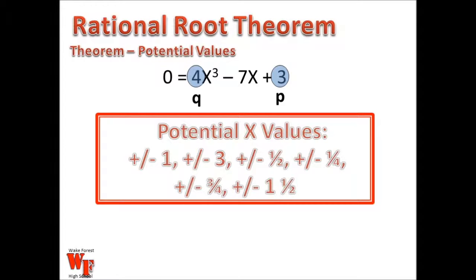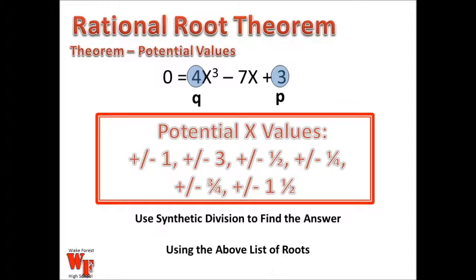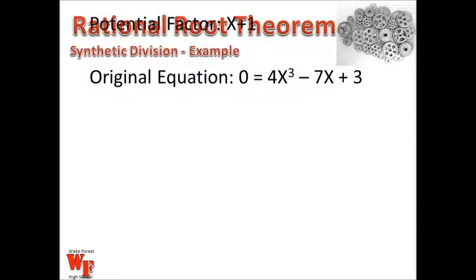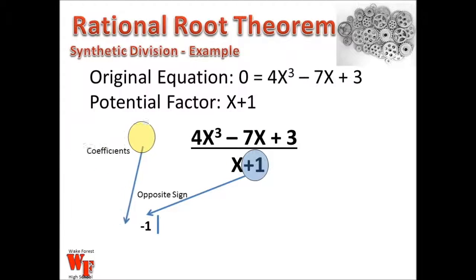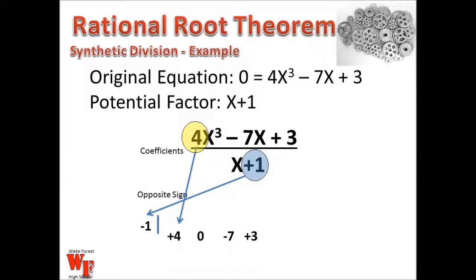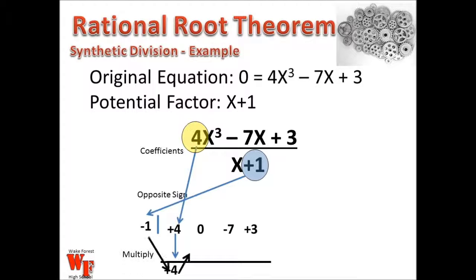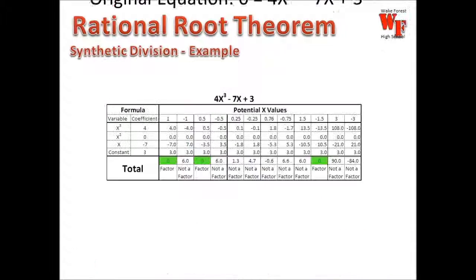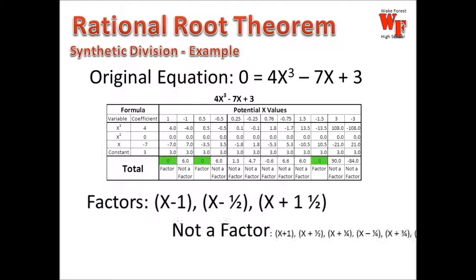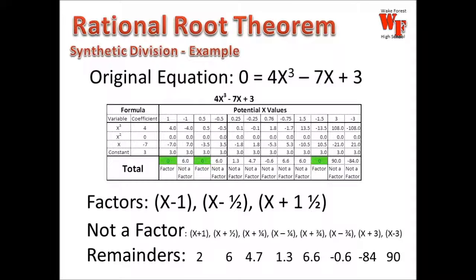Now we use synthetic division to see if negative 1 is a factor of this equation. Now using synthetic division, we see that we have a remainder of 6, which means that this is not a factor of this equation. Here we have a chart listing all the potential factors. We see that 1, 1/2, and negative 3/2 are factors of this equation.